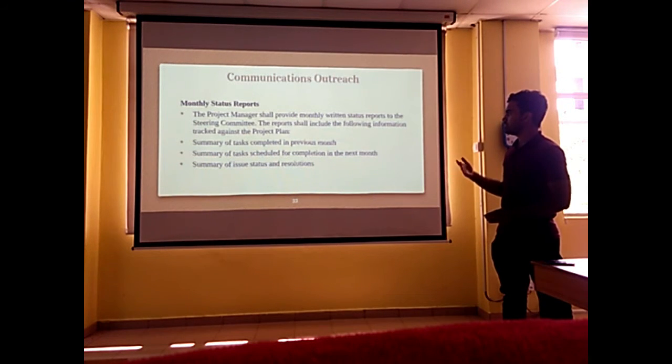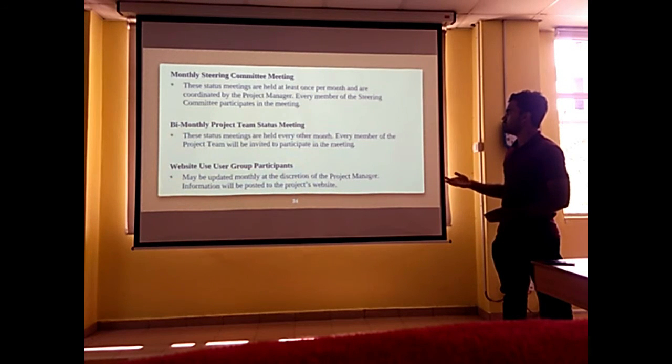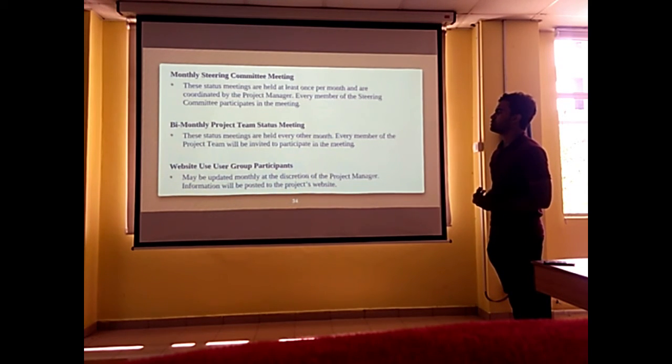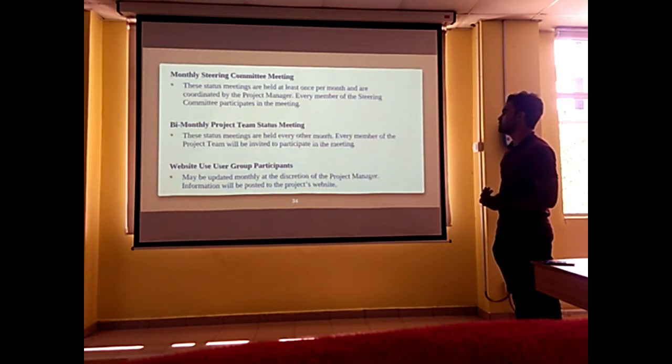communication outreach. This is monthly status reports. So basically, the project manager will provide monthly written status reports to the steering committee. It will also contain summary of issue status and resolutions, and so on. Next, monthly steering committee meeting. The status meetings are held at least once per month and are coordinated by the project manager. Next is bi-monthly project team status meeting. This meeting is held every other month. And finally, website user group participant will be updated monthly at discretion of the project manager.